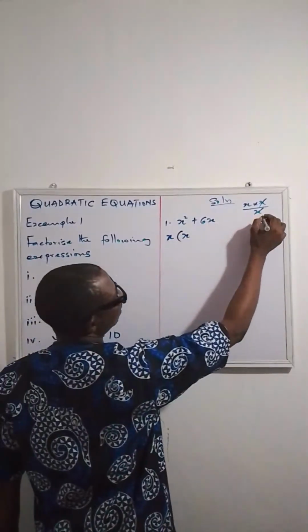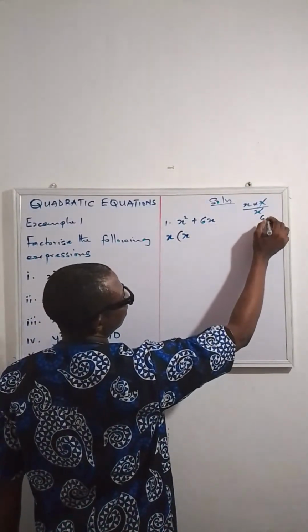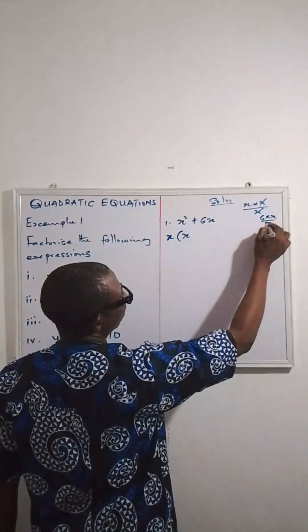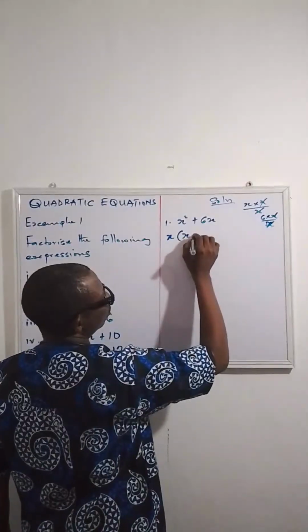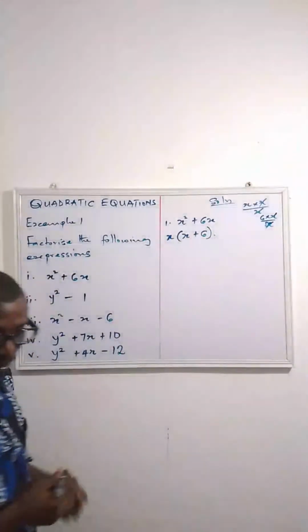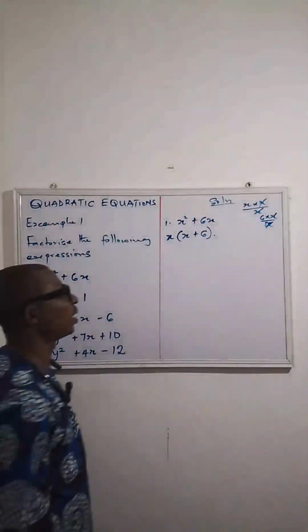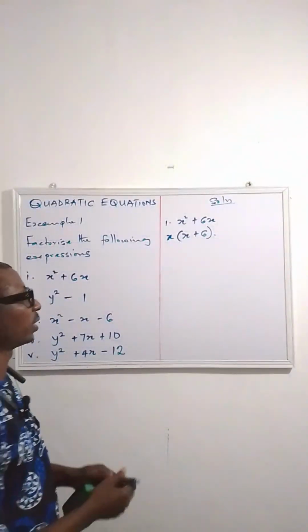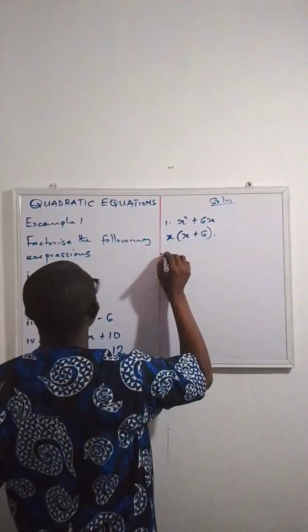Now we have 6x. 6x is the same thing as 6 times x. So when you divide it by x, x will cancel x. So we are left with plus 6. So this is going to be the answer to that problem. So that's how to factorize the quadratic expression. Okay, now let's look at the second one.